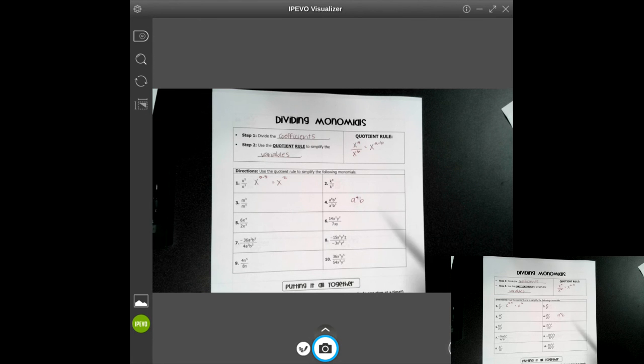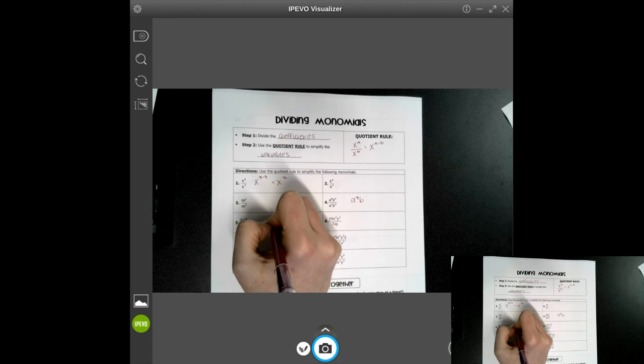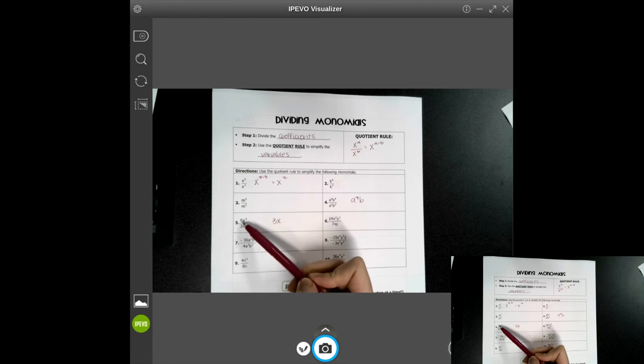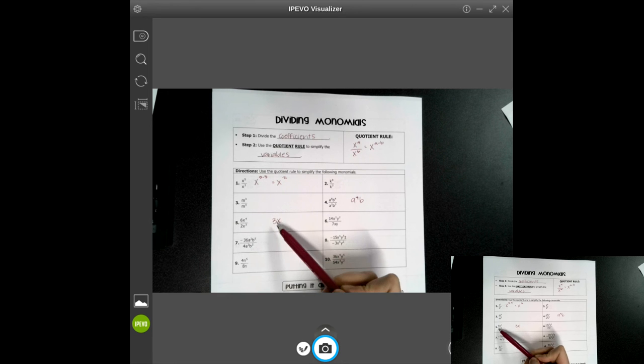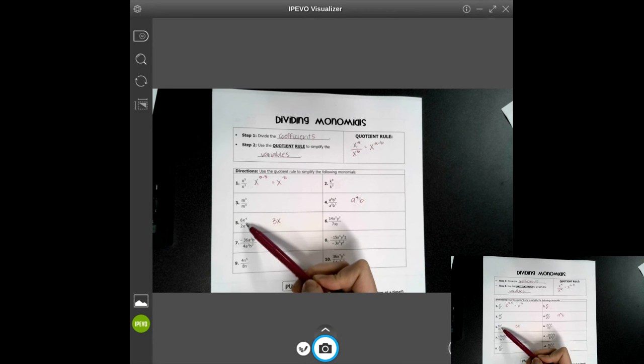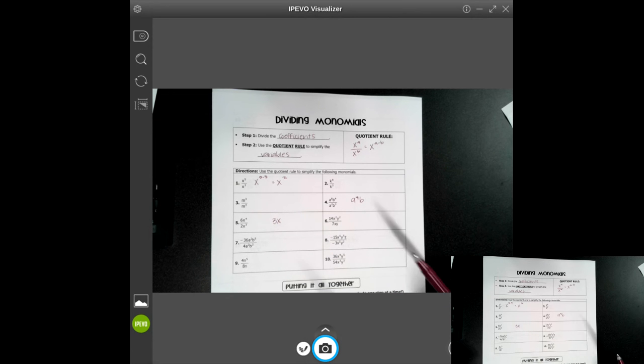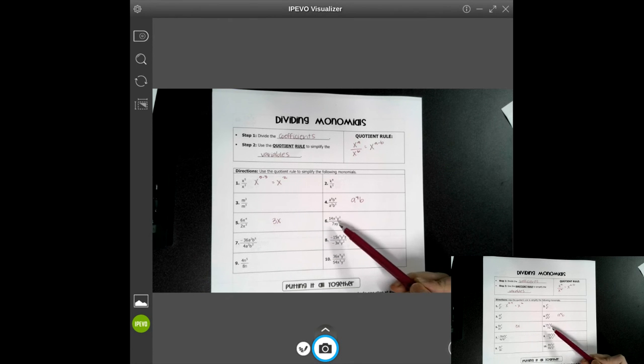If you did 5 correctly, it's actually going to be 3x. Again, because what we did is we divided our coefficients. 6 divided by 2 is 3. x to the fourth minus x to the third is x to the first. Okay, so then number 6, let's try that one together.